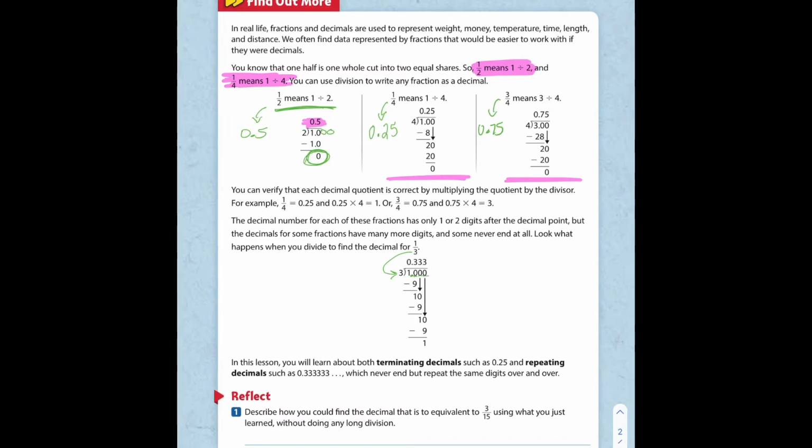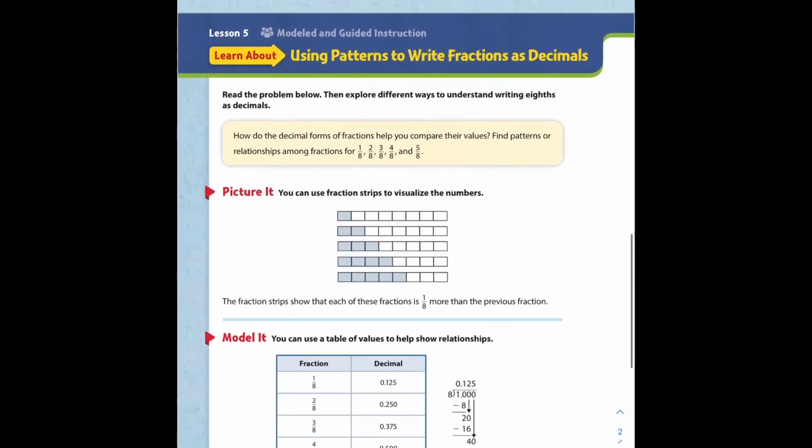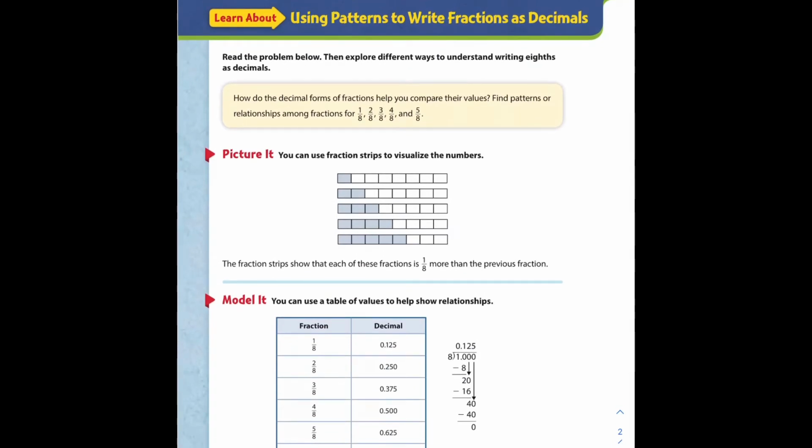So this brings us into our new topic of terminating and repeating decimals. So in the lesson that we're going to talk about next, you will learn about both terminating decimals, an example of that is 0.25, which we've seen before, and repeating decimals, like the example above, 0.33333, and it goes on forever. I want you to stop and highlight number 1 in the reflect, and we're going to come back to that in a few minutes. Let's look at writing fractions as decimals.